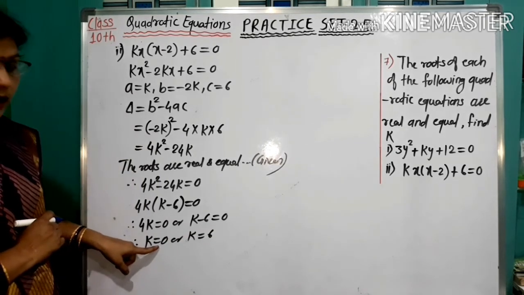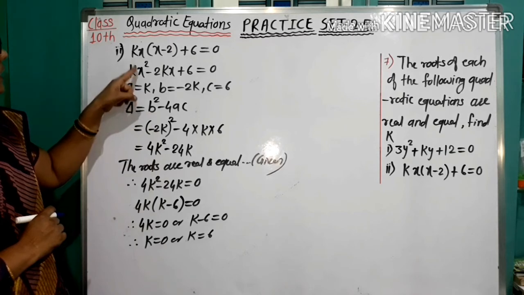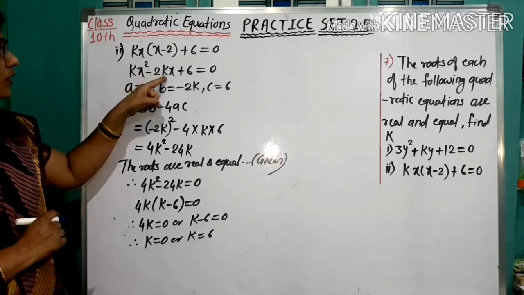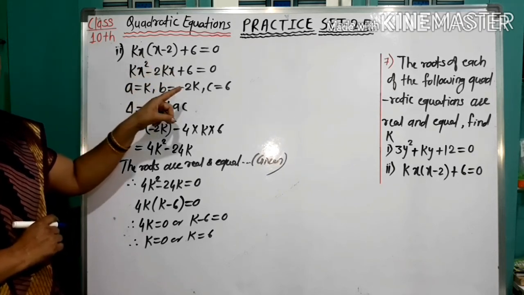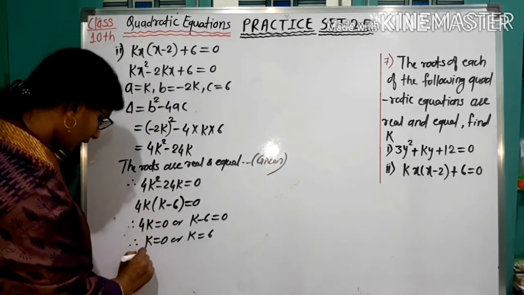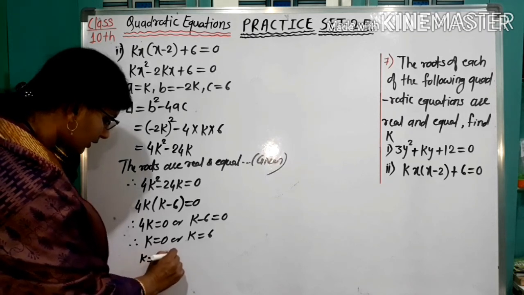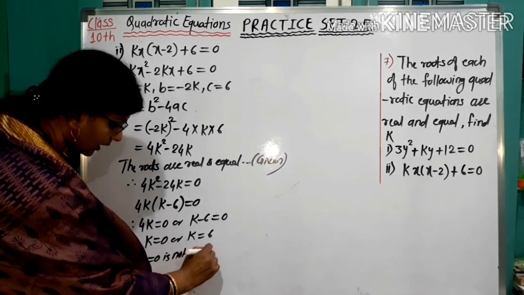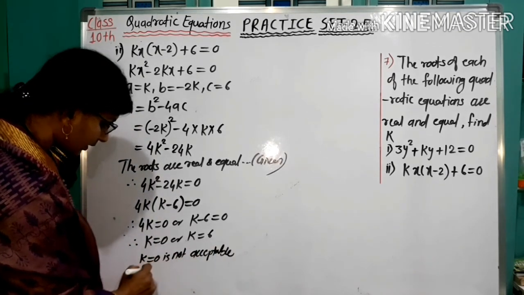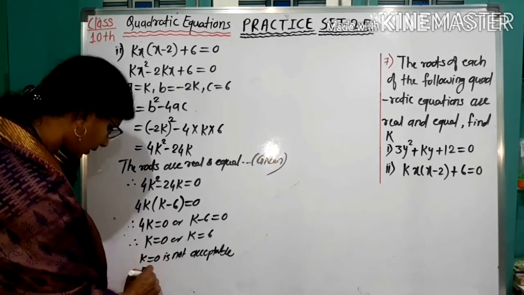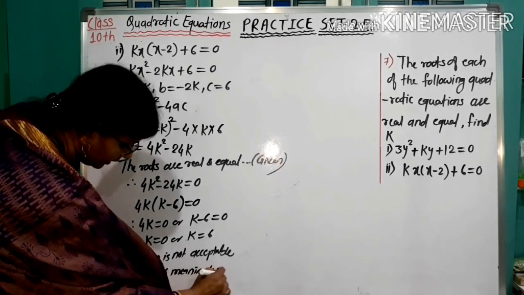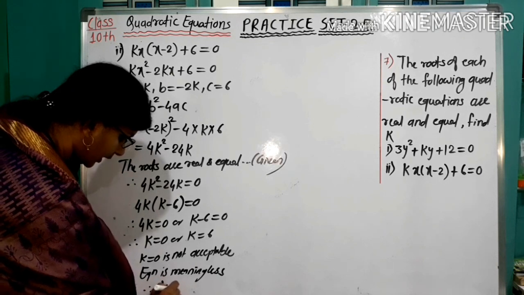Observe here, if k equals 0, in this equation this term becomes 0. Therefore, this is not an equation, it is meaningless. Therefore, k equals 0 is not acceptable, because the equation is meaningless. Therefore, the value of k is 6.